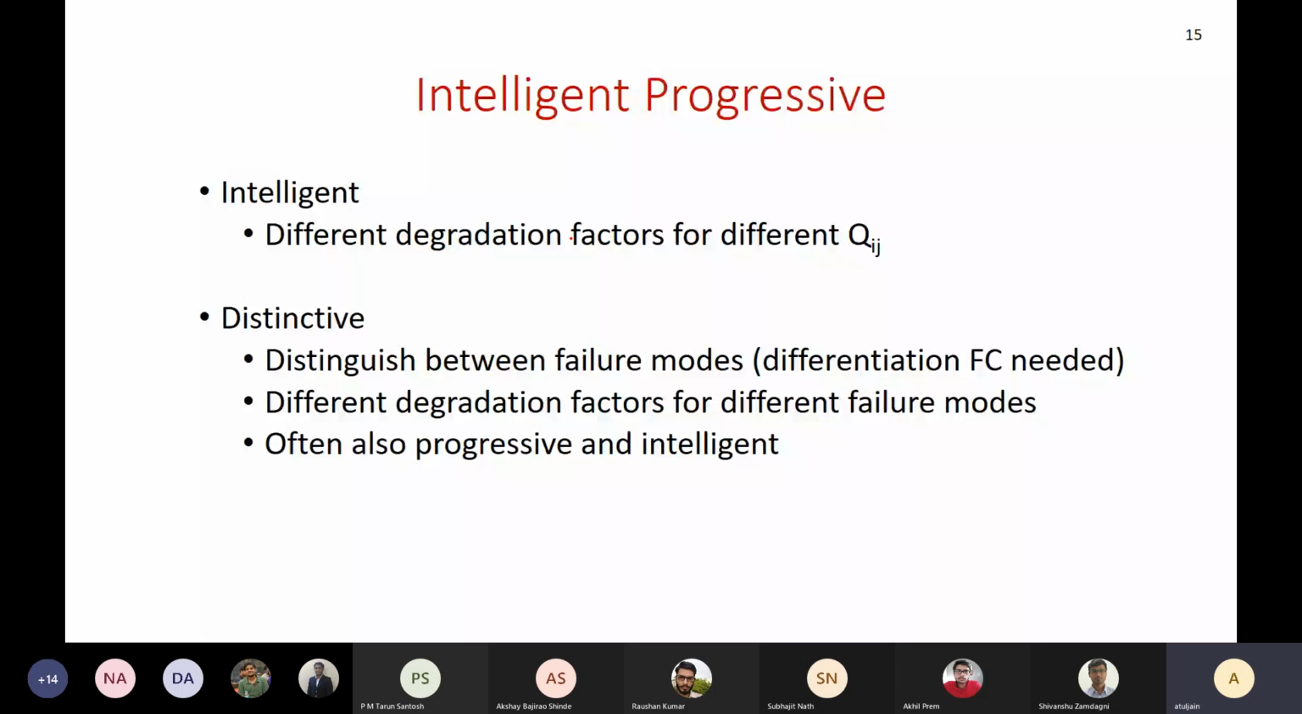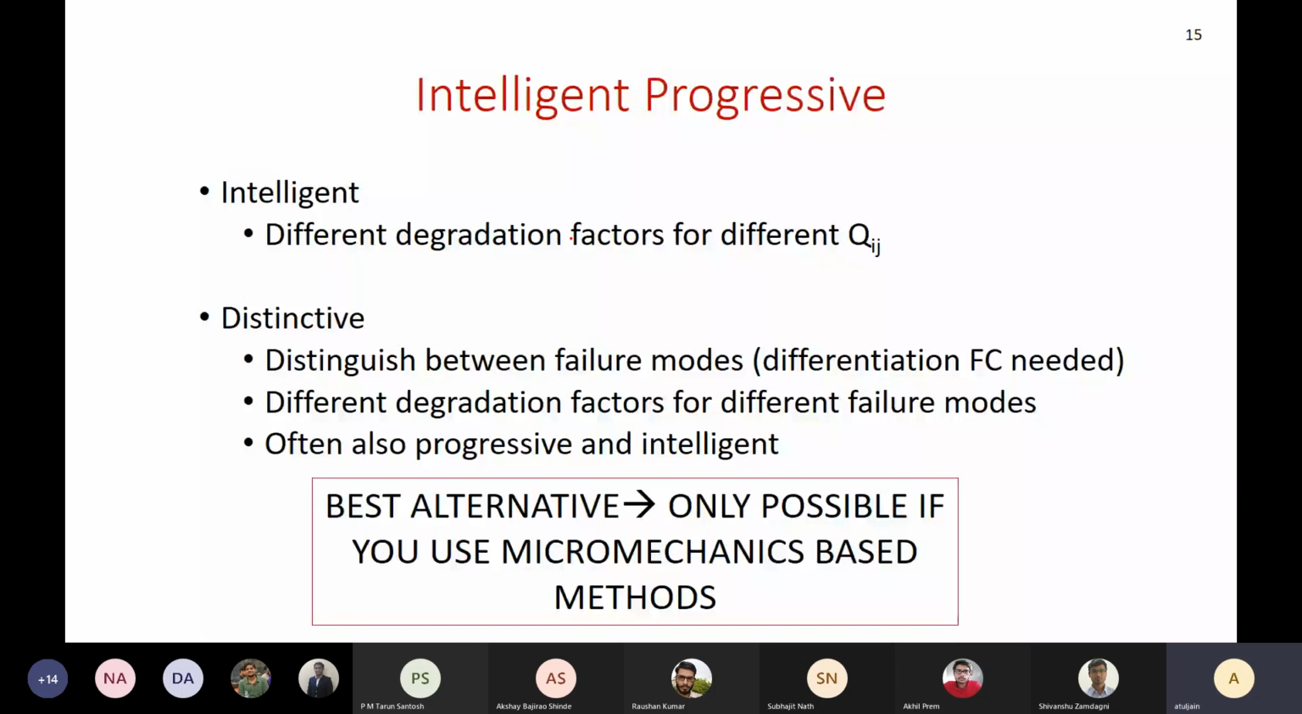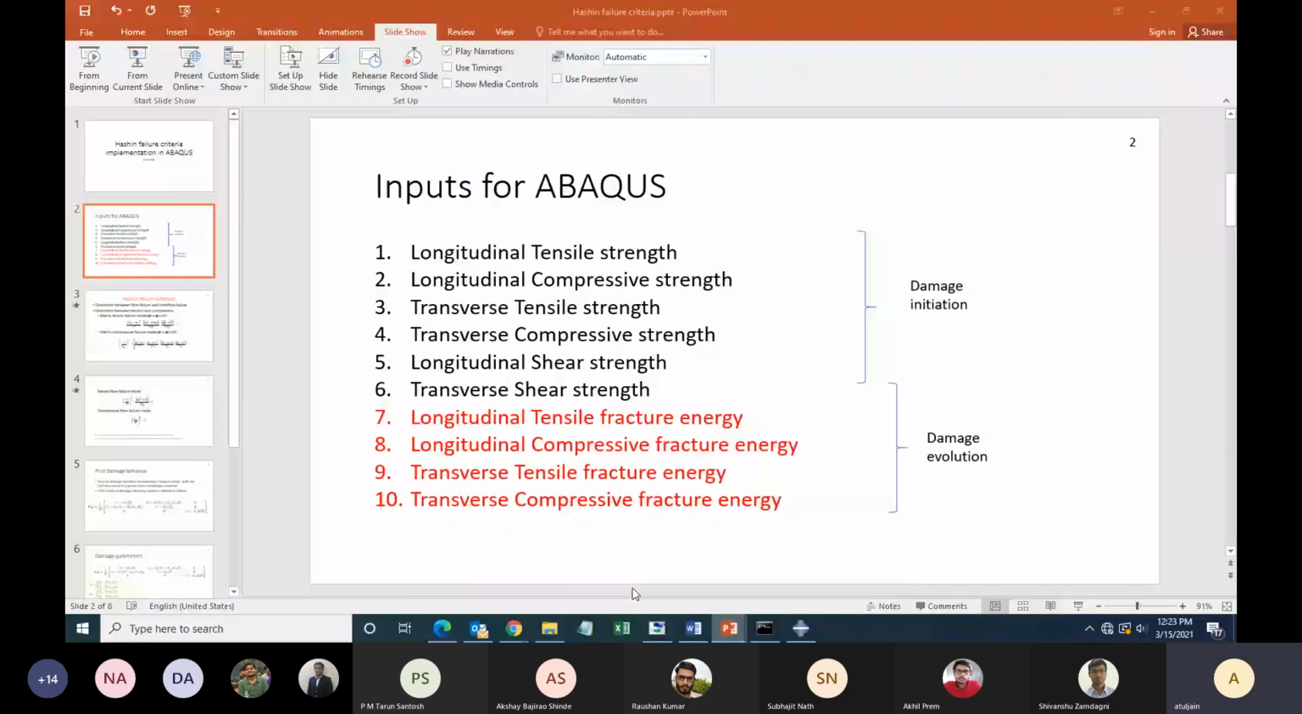But this is only possible if you are able to distinguish between the failure modes. If you use a phenomenological method, then you will not be able to use this intelligent progressive damage modeling. Is this clear? If it is clear, then we can look at the Hashin failure criteria and discuss how exactly the idea that we have discussed today will be implemented in the context of that failure criteria. Can I go to that topic, or do you have any questions on this? If not, let us look at the Hashin failure criteria.